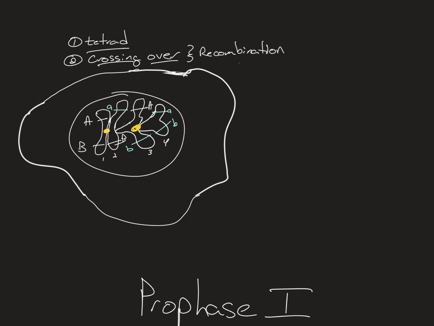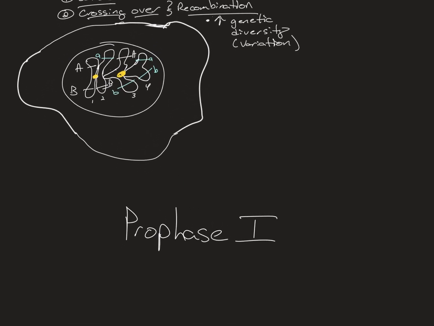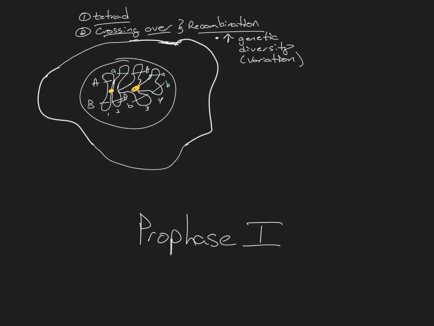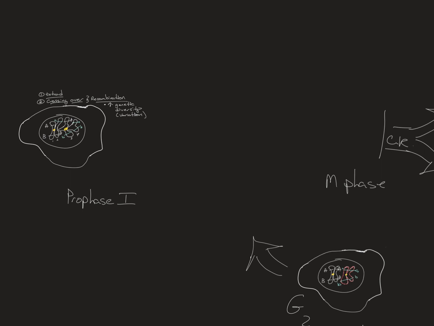You are recombining the DNA. You're increasing genetic diversity/variation. You've just increased genetic variation. You went from 2 possible to 4 possible combinations just by crossing over. And it's random, by the way. We don't know where the crossing over is going to be.